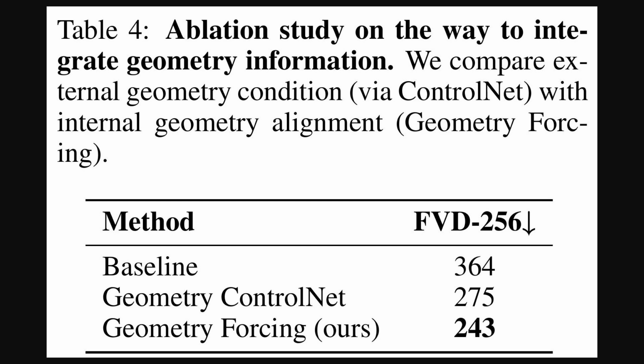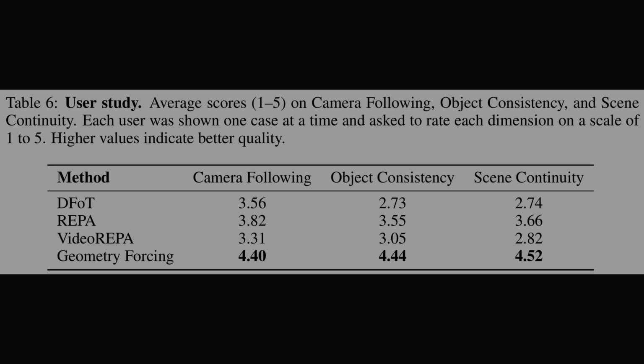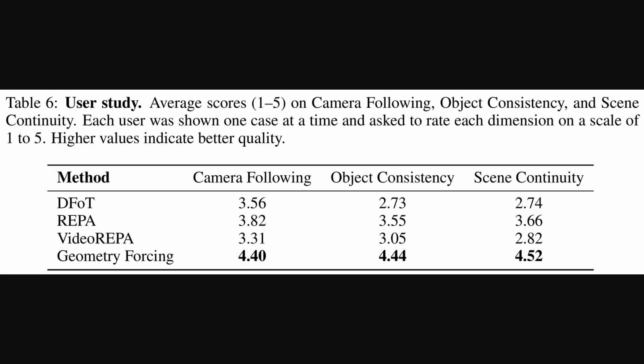While using the ControlNet improves the Fréchet video distance score to 275, their internal alignment method is much better, achieving that final 243 score. This shows that making the model truly learn the 3D structure is more powerful. Alright, so the quantitative metrics tell a clear story.